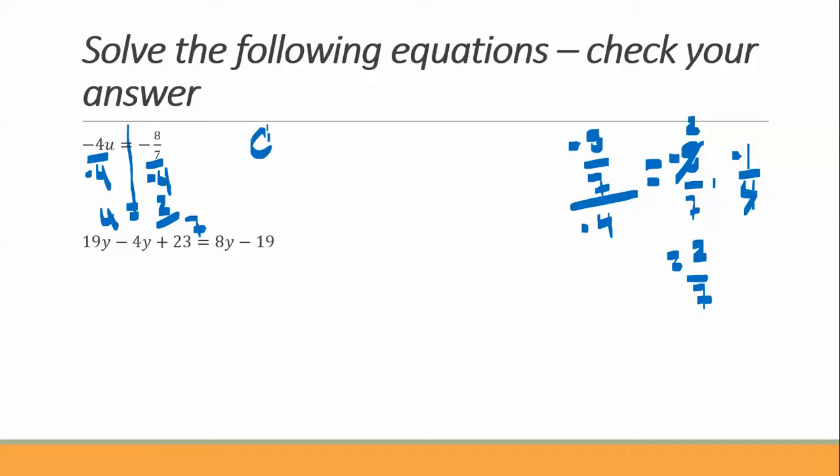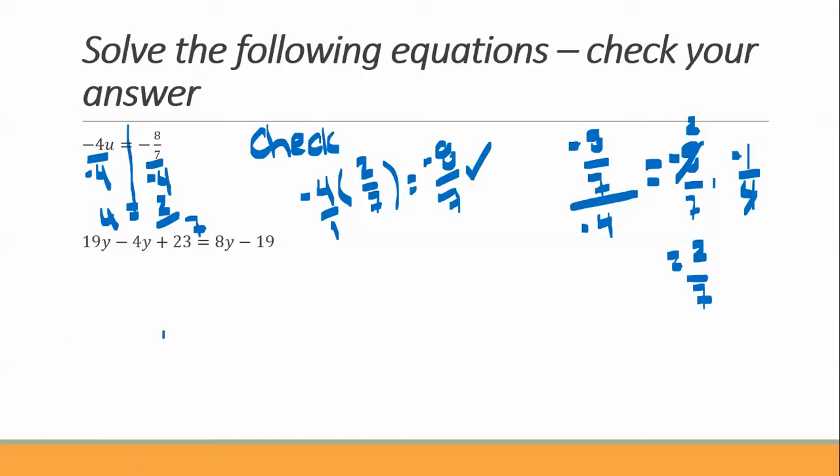So let's check our answer. And we have negative 4 times 2/7. Multiplying fractions, that's 4 over 1, so negative 4 times 2 is negative 8. 7 times 1 is 7, so negative 8/7. So that answer checks out.